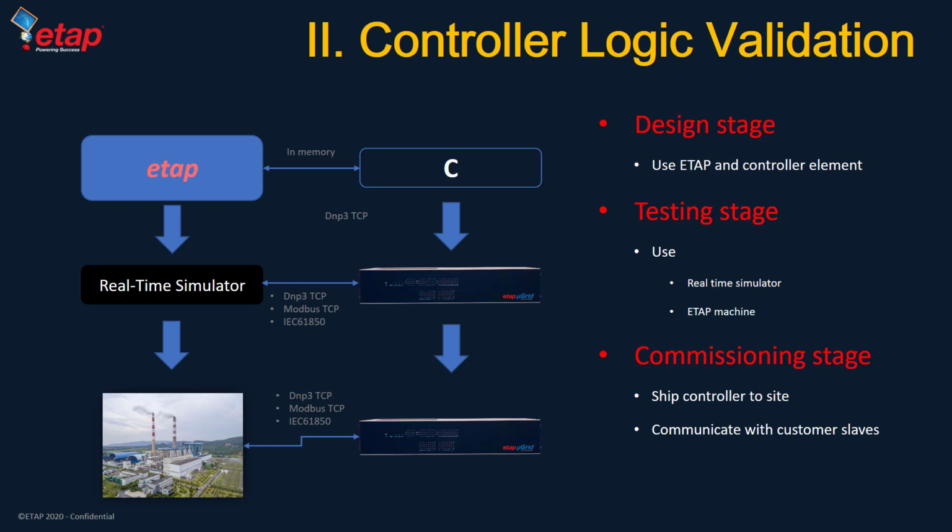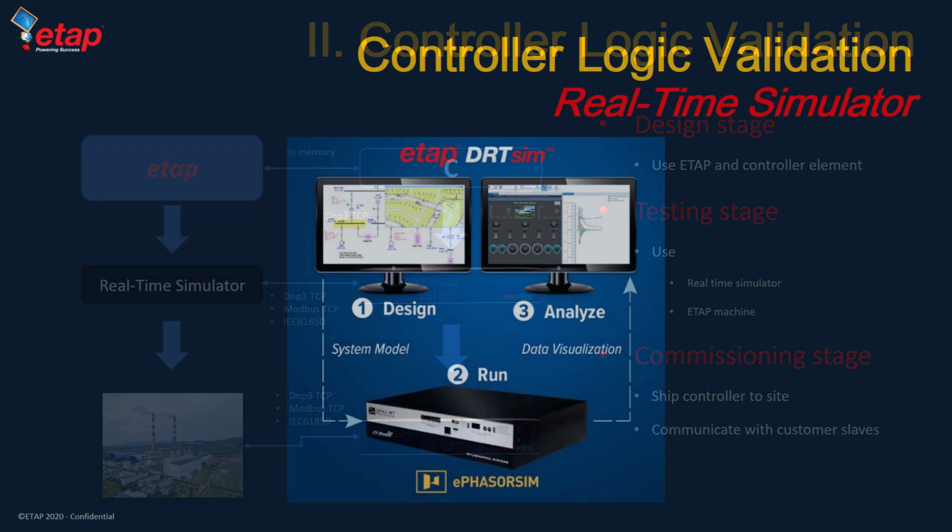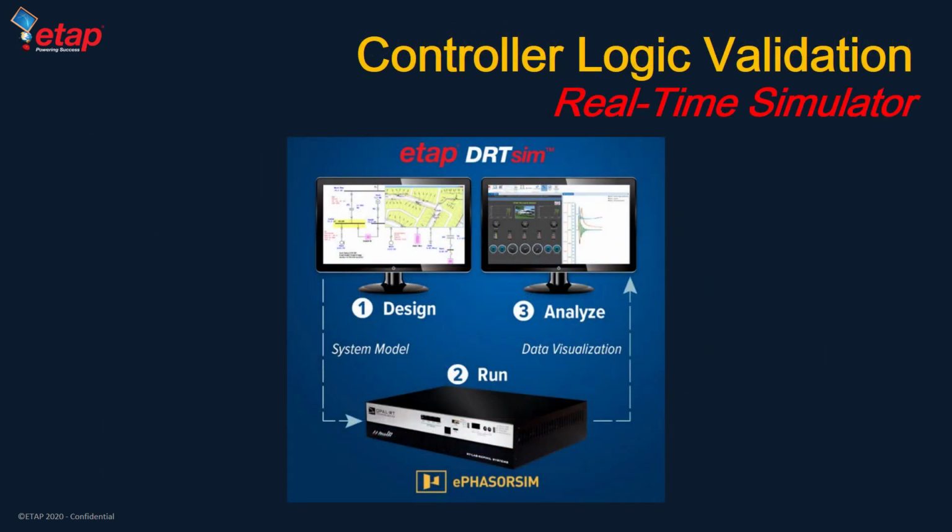Finally, after the testing stage comes the commissioning stage. At this point, it is assumed that the microgrid controller is in tune with the intended network, validated, and ready for commissioning. We do offer a direct way to export ETAP projects to OpenRT hardware. The OpenRT engine that is compatible with ETAP is ePhaser Sim. ETAP calls this export solution DRT Sim, and it is available upon request.